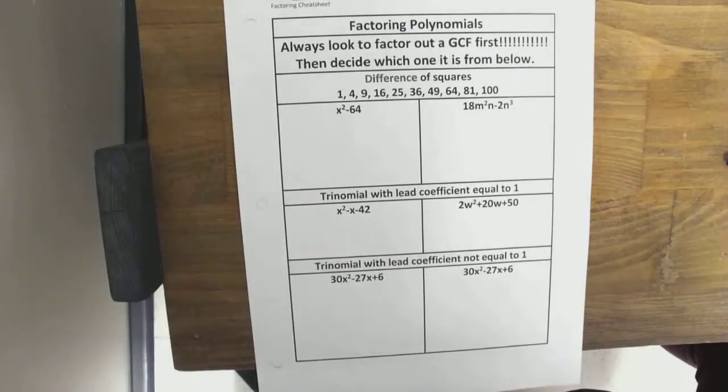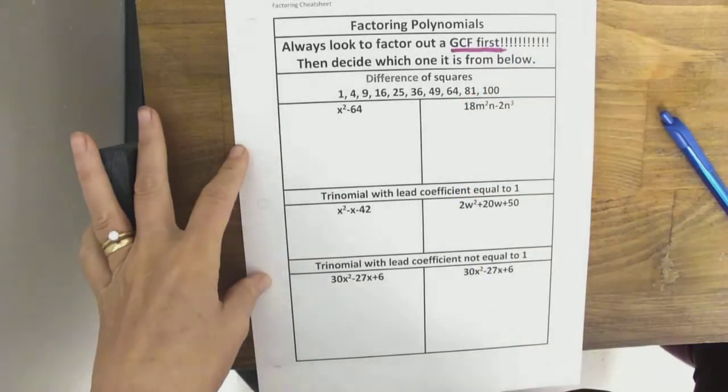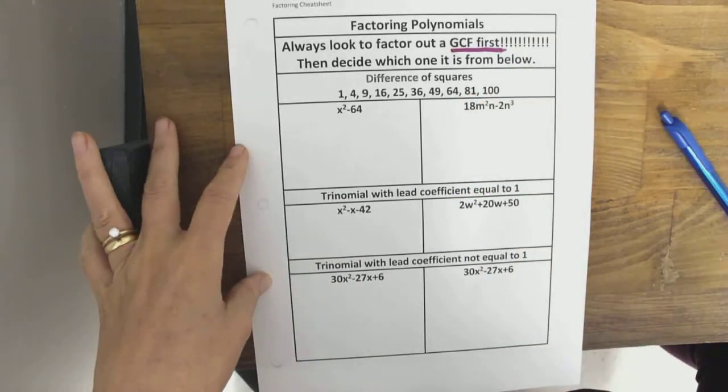Okay, I'm just going to review some factoring of polynomials before we start our limit unit because it is definitely a skill that we want to be very good at. If I look at here, one of the most important things to remember is that no matter what, you always look to take out a GCF.